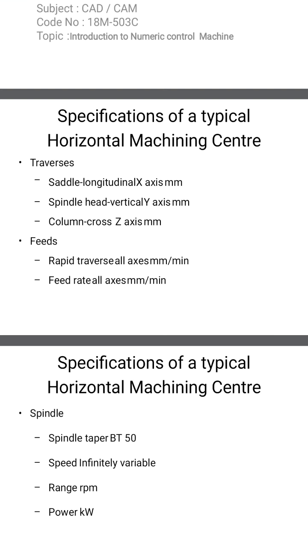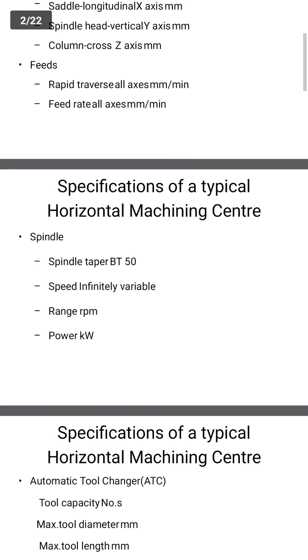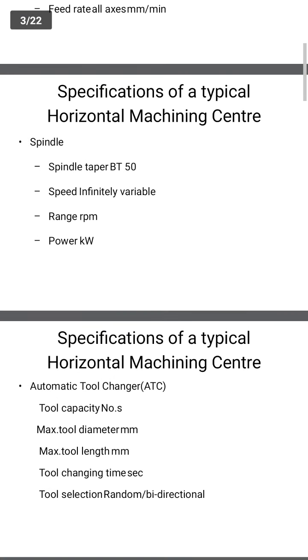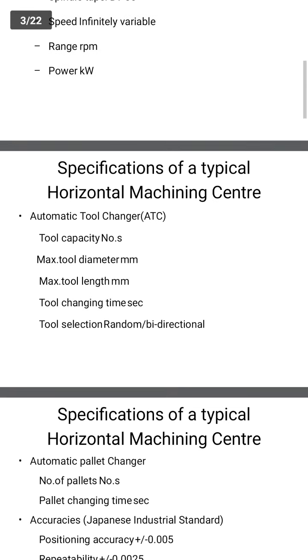All these are CNC machining, horizontal machining specifications. Tool capacity, how many tools, maximum tool diameter, maximum tool length, tool changing time, tool selection. How we choose the tool also depends upon our program. So these are some specifications of horizontal machining.